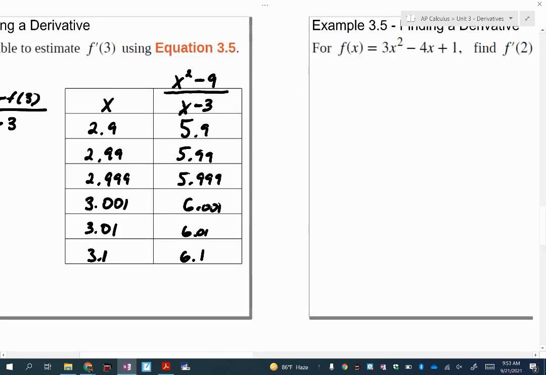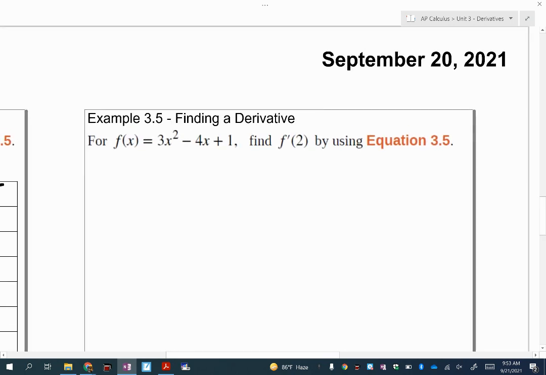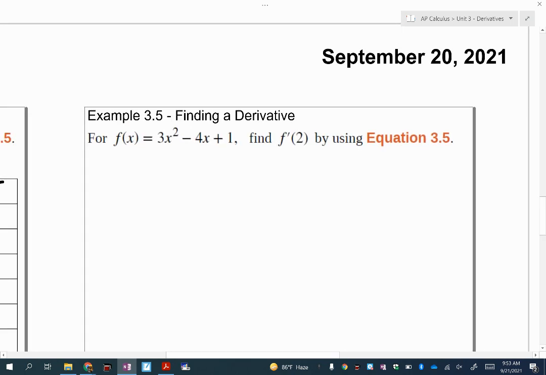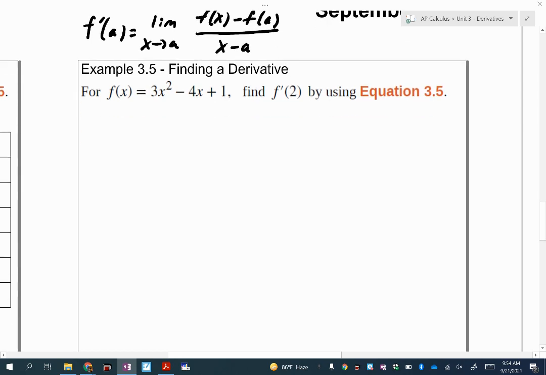Now we're going to do the same thing, but we're not going to use a table. We're going to use our algebra to do it. The same formula applies: f prime of a equals the limit as x approaches a of f of x minus f of a over x minus a.